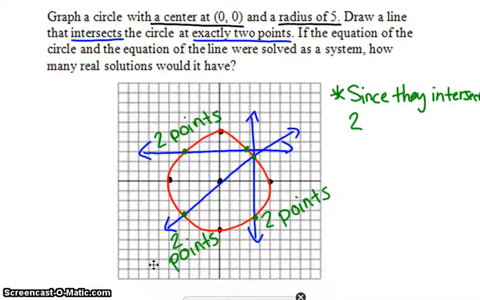And then I'm just going to sum it up and write it up over here to the side. That since they intersect 2 times, there are 2 real solutions.